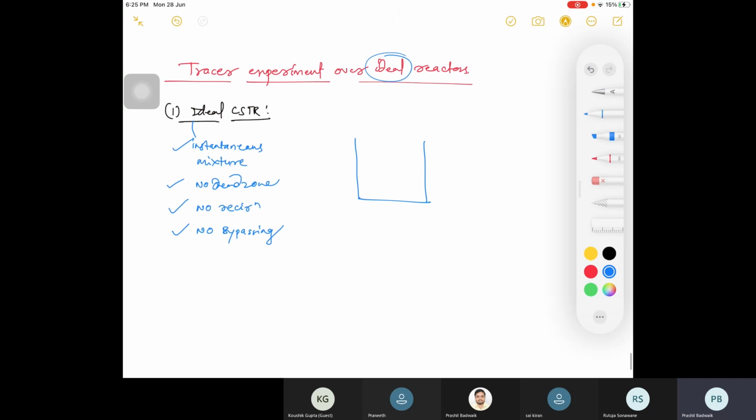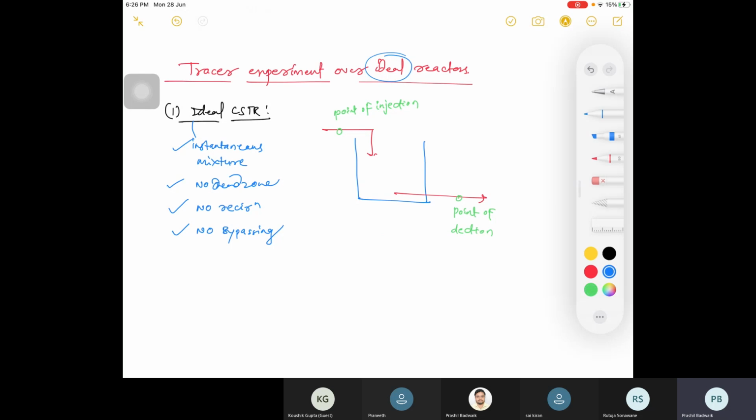Right. Now this is your CSTR. I am doing a tracer experiment. This is your point of injection. This is your point of detection.